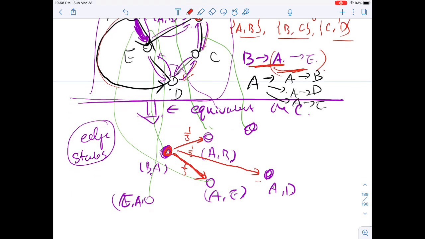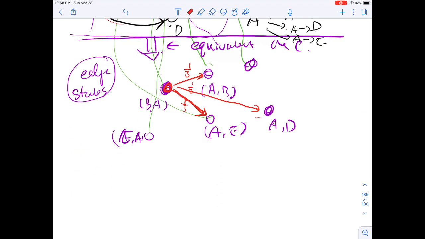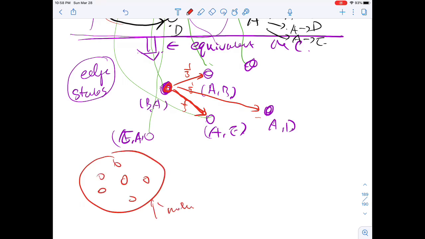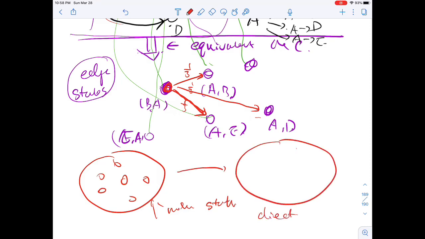Does that make sense? So basically, a graph with states represented by the nodes can be converted into a directed graph that is represented by the edge states. Each state here represents a directed edge.